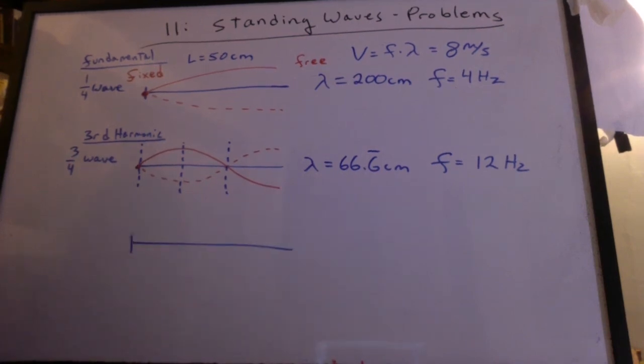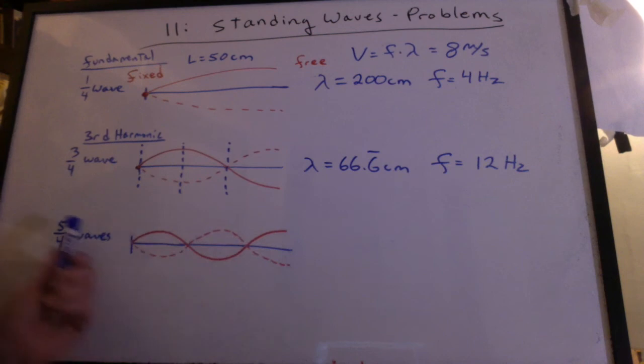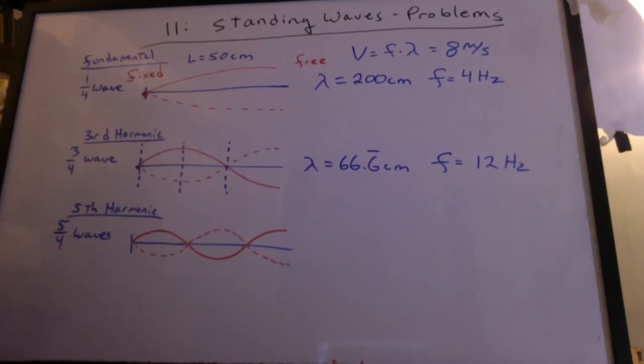Let's take a look at the next harmonic. Pause the video, try to draw it first. That is one more half wave than the previous pattern. So what are we up to? It's 1 1/4 waves or 5/4 waves. That's 5 of the fundamentals. So we call this the 5th harmonic.